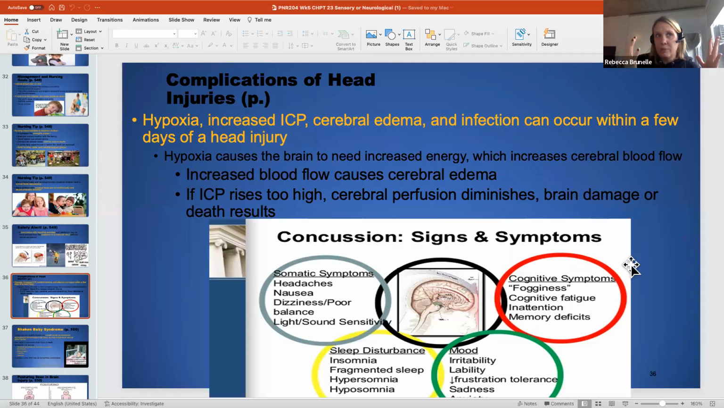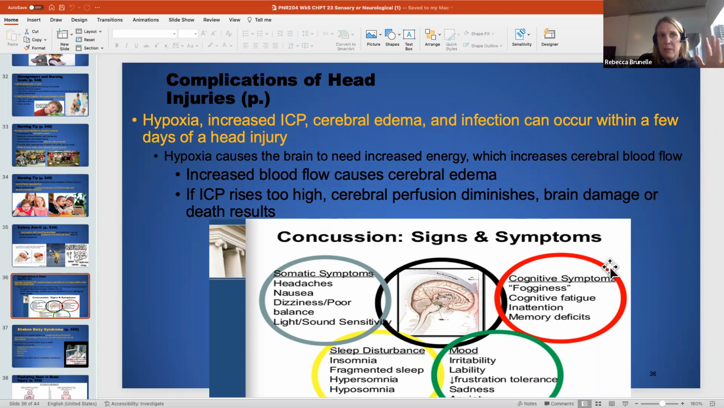Hypoxia, or lack of oxygen: the brain requires a lot of oxygen. There's a lot of cerebral blood flow that goes to the brain. So if you have a low oxygen level, that can cause problems because your brain consumes a lot of your oxygen. If you have a low oxygen level, you'll have increased blood flow to the brain to compensate, and that can lead to cerebral edema. And then cerebral edema can lead to increased intracranial pressure. So pay attention to all those things, always know what the signs of increased cranial pressure are, and be on the lookout for them so you can intervene.